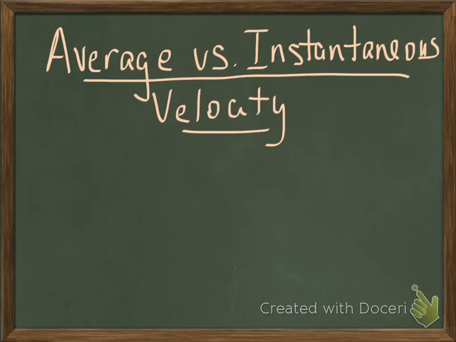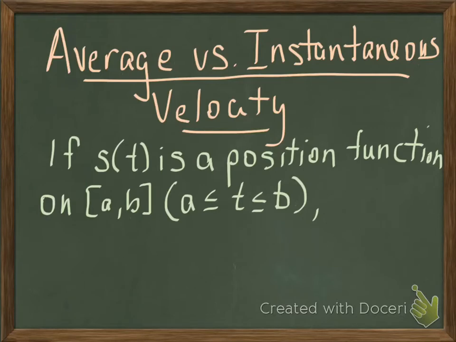So what do I mean by average versus instantaneous velocity? Well, let's first give ourselves a little bit of notation. Let s of t be a position function, so s at time t is telling me a position. And I want this to be a function on the interval [a,b].